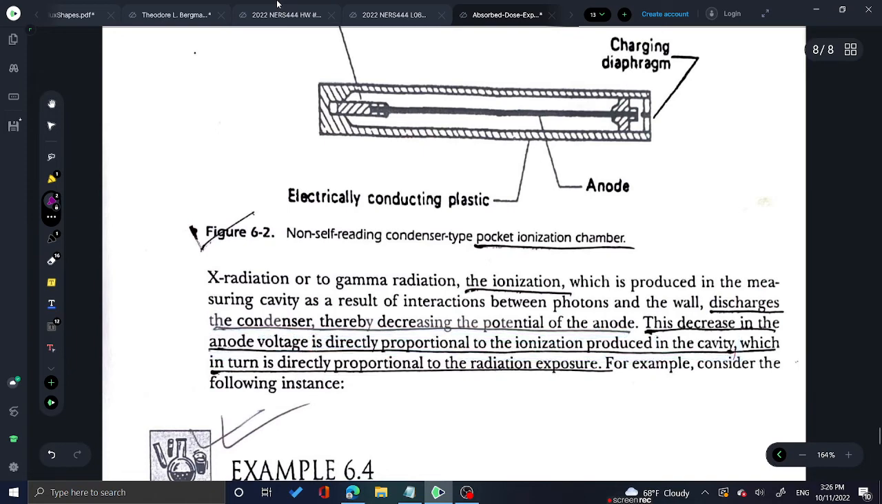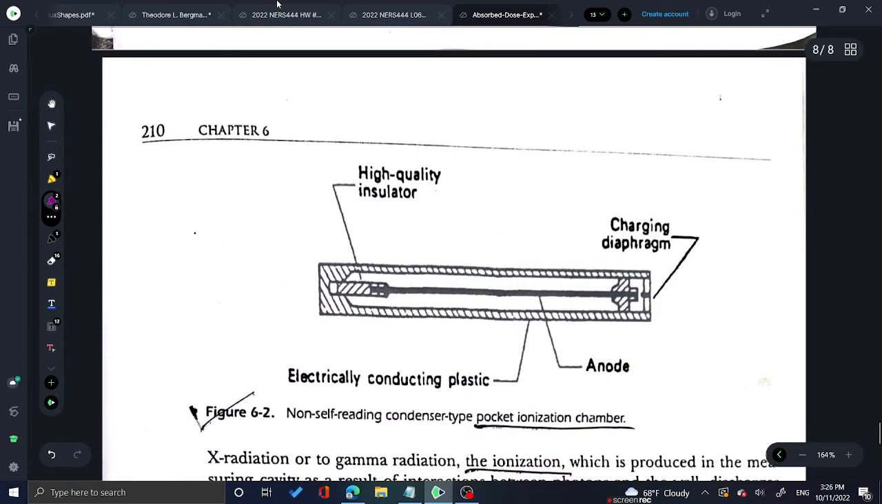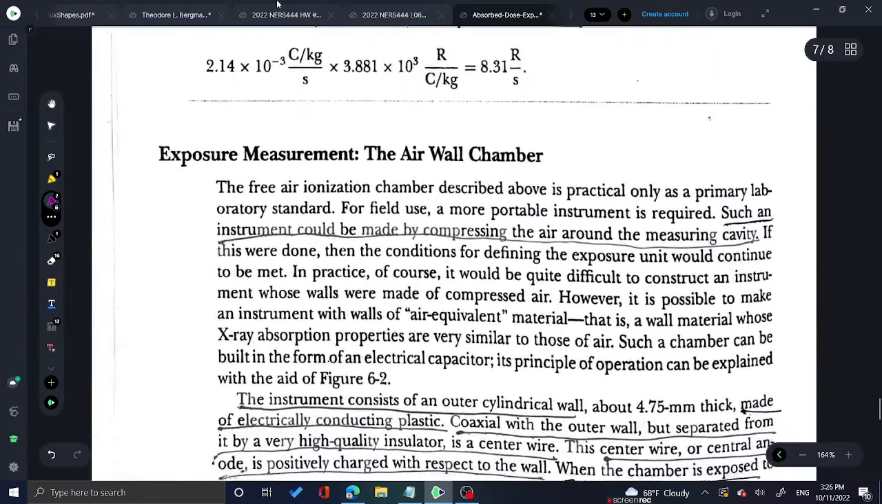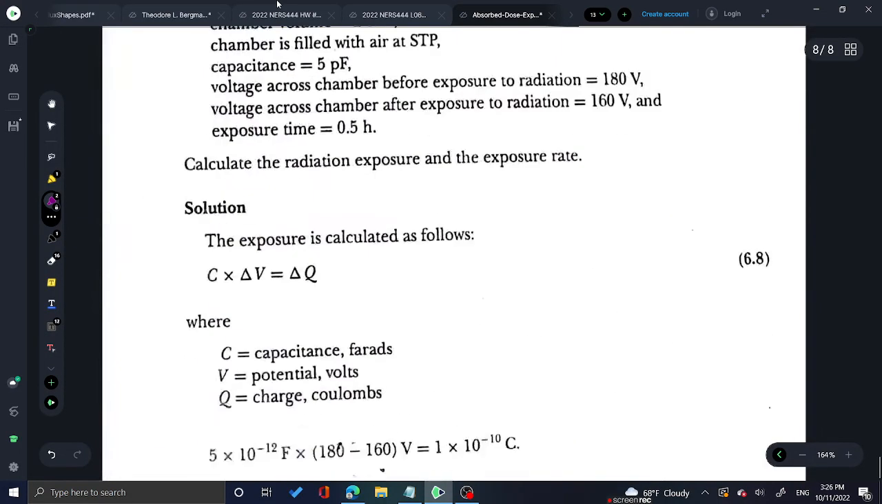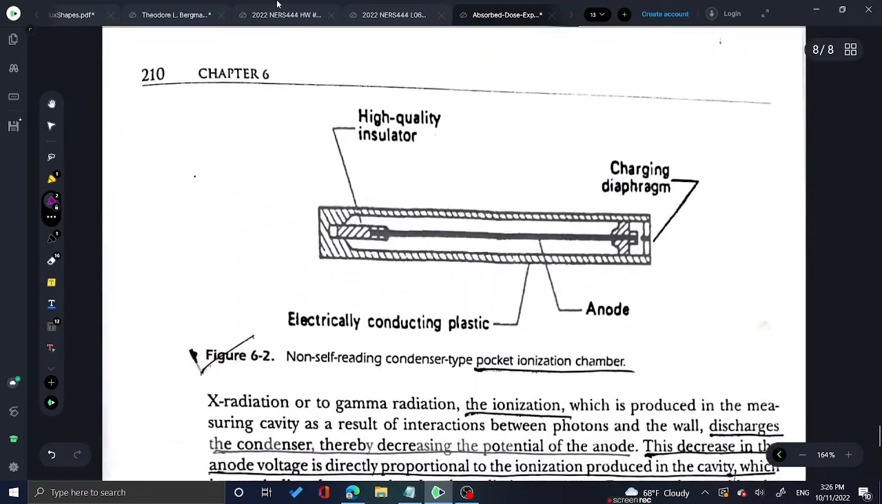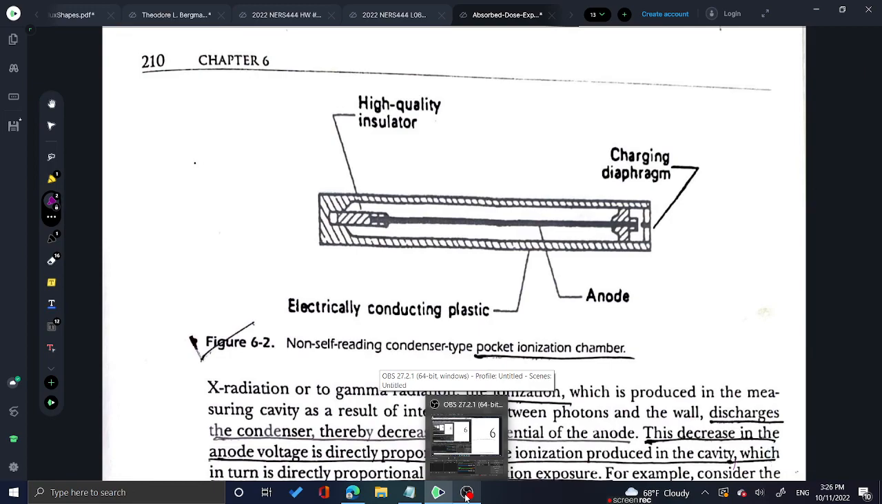So which in turn is proportional to the radiation exposure, and that is how we can measure radiation exposure from this device called pocket ionization chamber or air wall chamber. So it has two names, pocket ionization chamber or air wall chamber. So that was basically it from the exposure units, absorbed dose unit, and the exposure measuring devices.